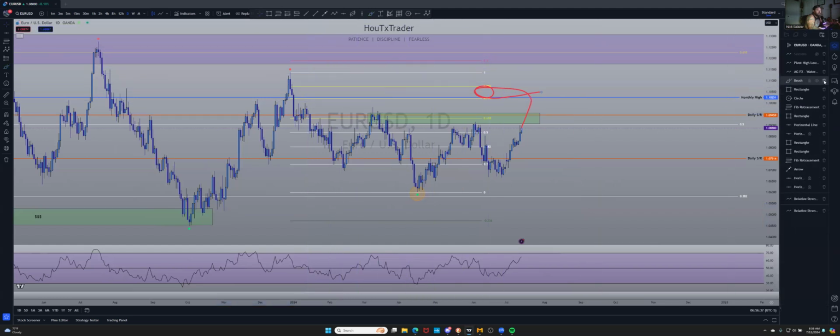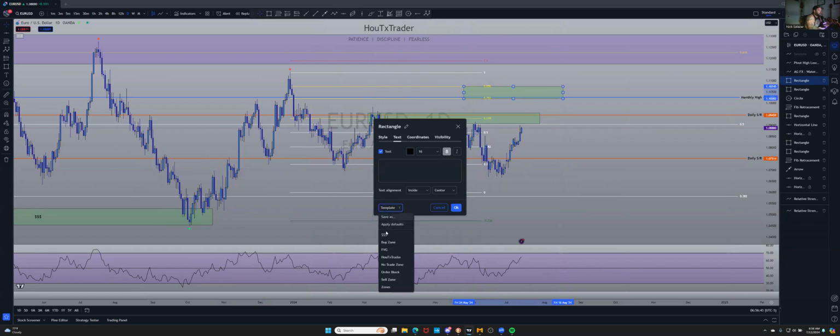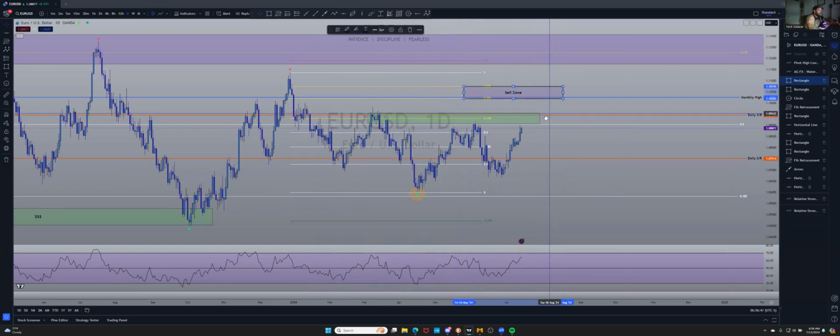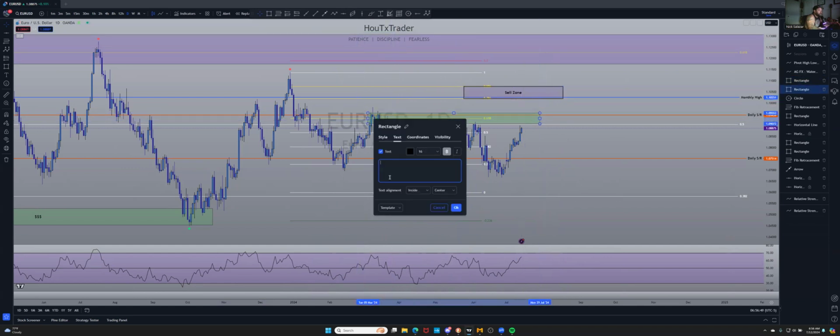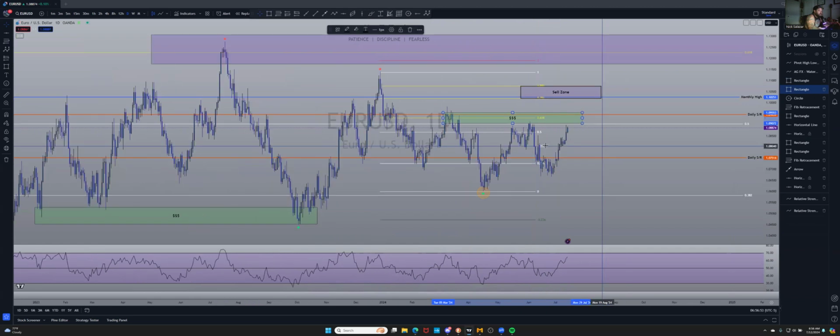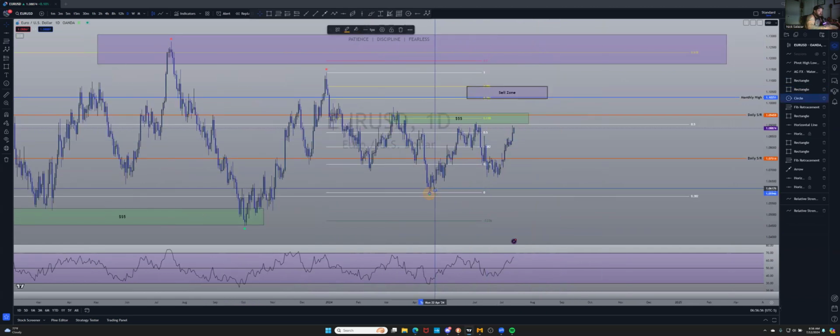Okay. So then what I'm going to do is mark off. Let's clean up. I'm going to mark off this area. We're going to call that our sell zone. All right. This is going to be our liquidity. We want liquidity. So for me, I always want to see liquidity get taken out before I enter. I need to see liquidity get smashed.